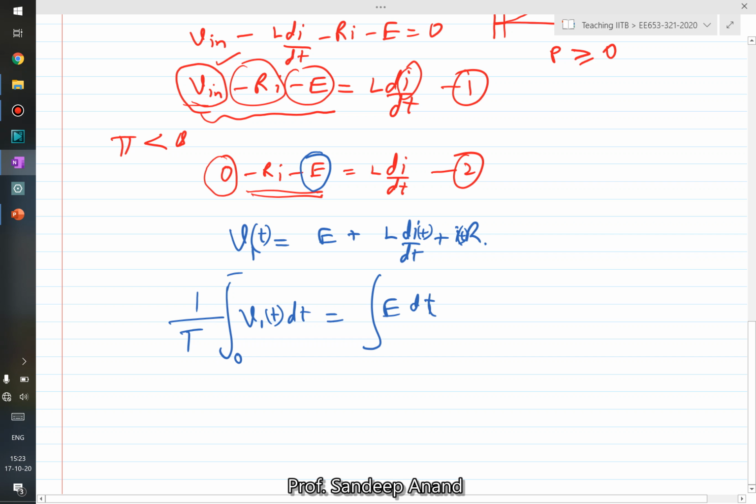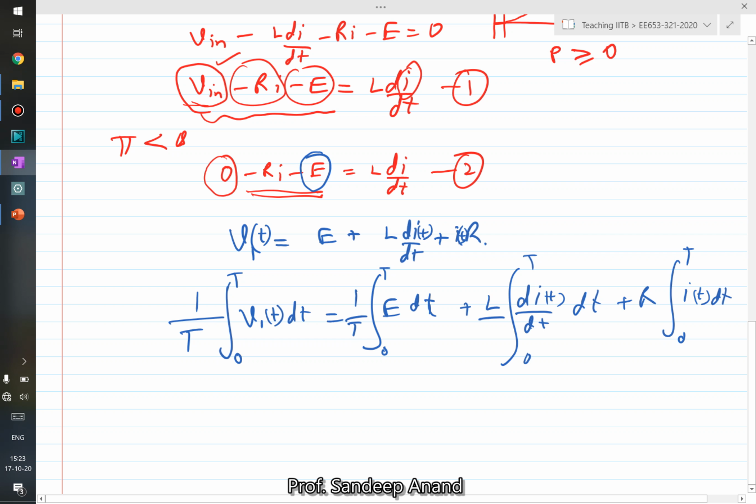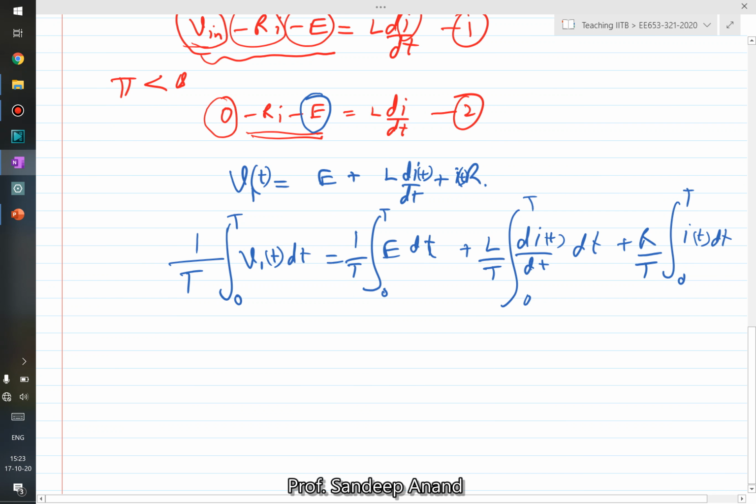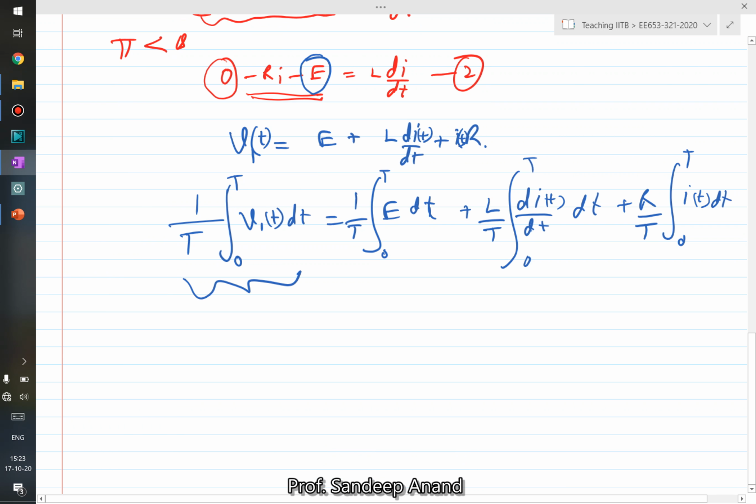Time going from 0 to capital T, time going from 0 to capital T, plus L, and all of them would have 1 by T. Now the next step is, what is this left thing? This is nothing but the average value of voltage V1, right? What is this second term? This second term is nothing but the average value of E. Now if you assume E is constant, it is nothing but just E.